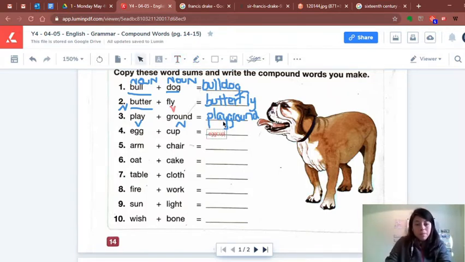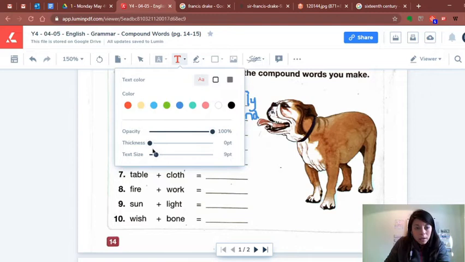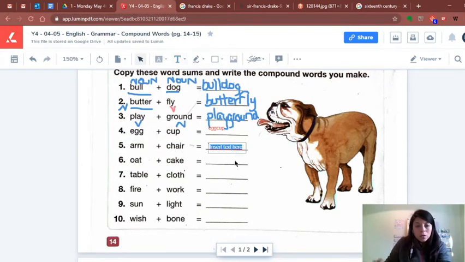Egg cup. Now, what is egg cup? Well, it's a special kind of cup that really carries an egg. And armchair is exactly that. Make it in blue because we're working in blue. So armchair, and then I have over here oat cake. And what else do I have over here? So you see these words.